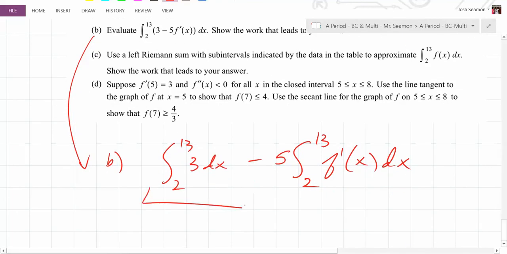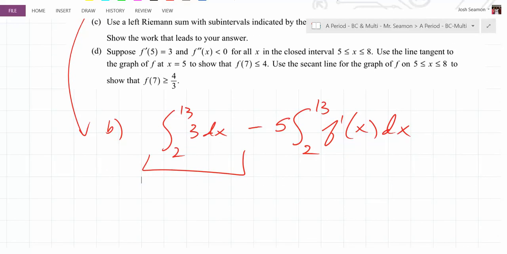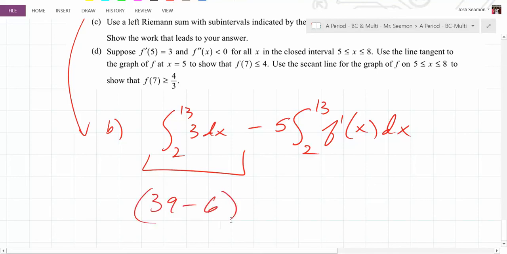Okay. So what is this? 3x, it's 39 minus 6. Yeah, it's going to be 39 minus 6. Do you agree with that? Yeah. Okay, so then how do you go about doing this one? This is going to be minus 5 times what? F of 13. That's f of 13 minus f of 2.